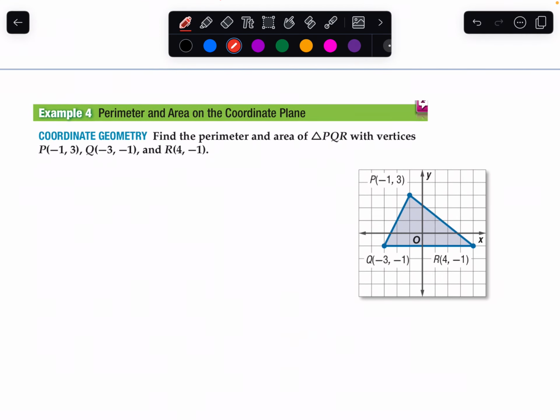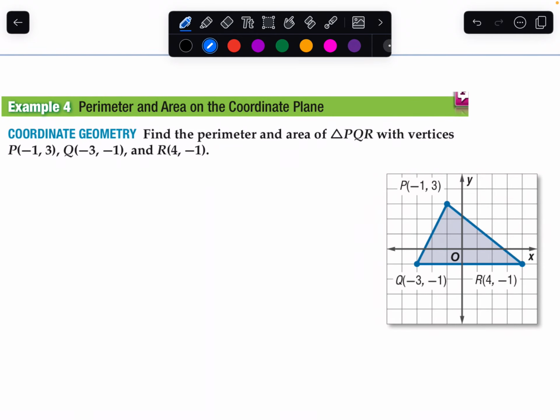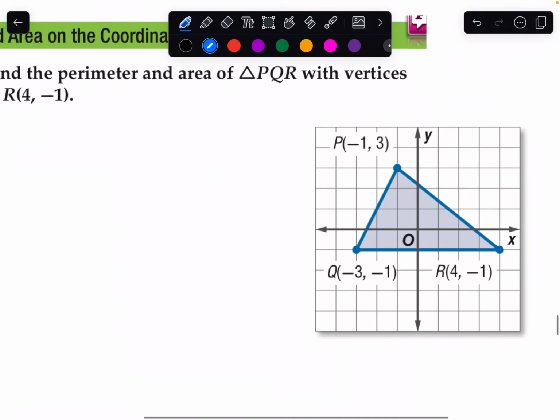Last one. Example number 4, perimeter and area on a coordinate plane. Find the perimeter and area of triangle PQR with the following vertices. I have also included the graph there.